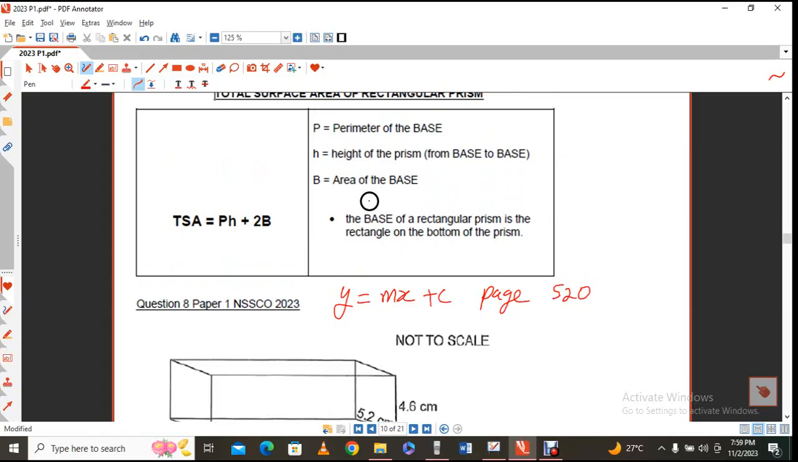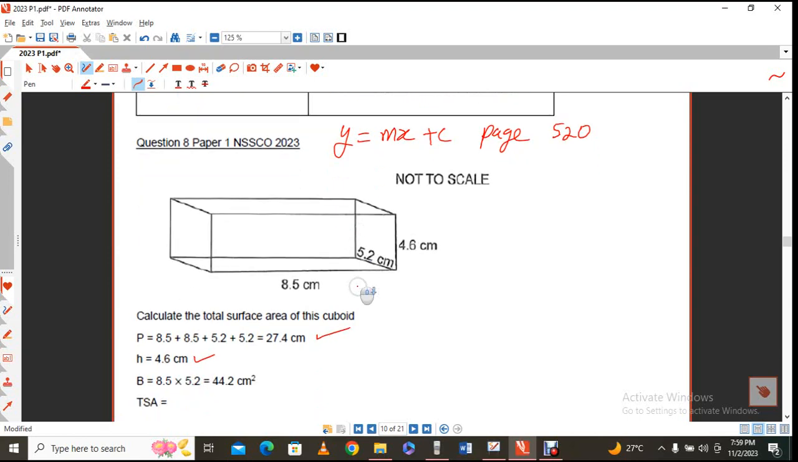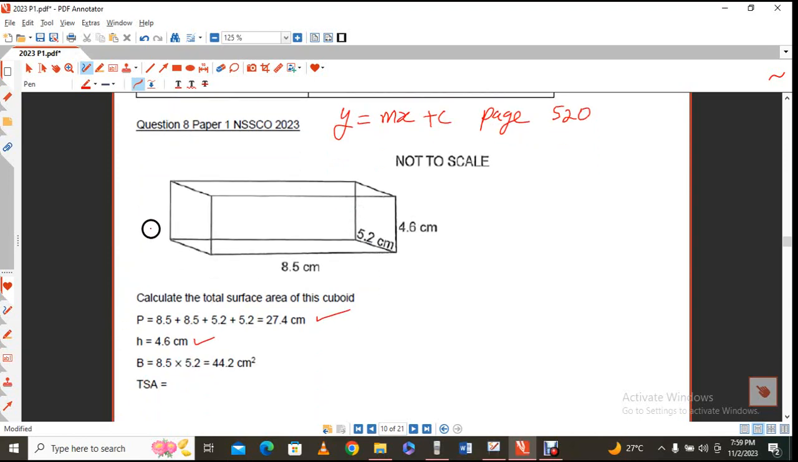You agree? All right, so if I now have to fill in the values, the perimeter of the base, so that means I'm adding the 8.5 plus 5.2 plus 8.5 plus 5.2 like I did over here. I get 27.4. And I can identify my height. My height is nothing but 4.6 from my diagram. And then they say the area of the base, 2 of them. The area of the base is obviously this area over here, 8.5 multiplied by 2, and then you get 44.2.